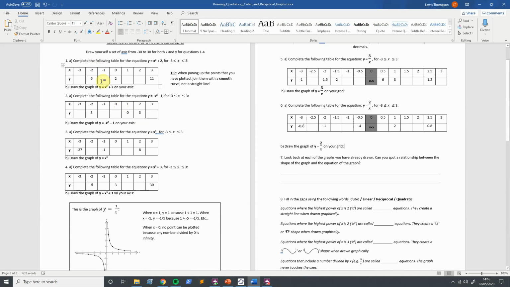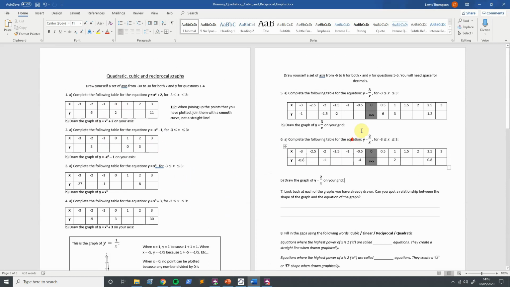Might take a little bit more time plotting these graphs, but that's just because plotting graphs takes a bit of time, but it's really important practice. And you'll notice that there's the infinity there, and that is because when we do 2 divided by 0, well, that's not possible. No amount of zeros goes into 2, so it would be infinity. And plotting that like I plotted my reciprocals on the table in the PowerPoint.